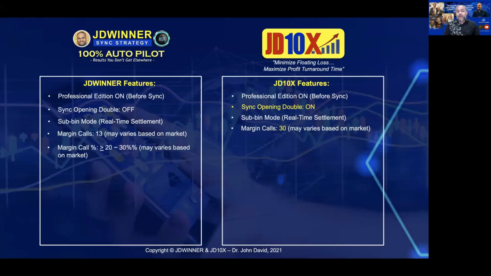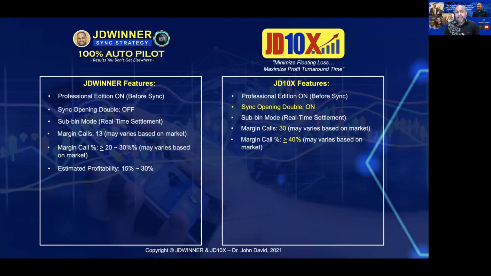Then we have the margin call here, which is between 20 to 30%. This may vary because I am studying the market, looking at the best percentage of the margin call. And for the JD10X, that is above 40%. Normally I don't have anything below 40% because we have a greater capital here, so we can have a much better margin call when it comes to JD10X. Please take note of that.